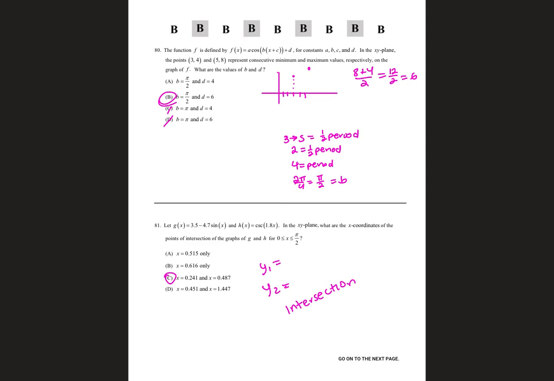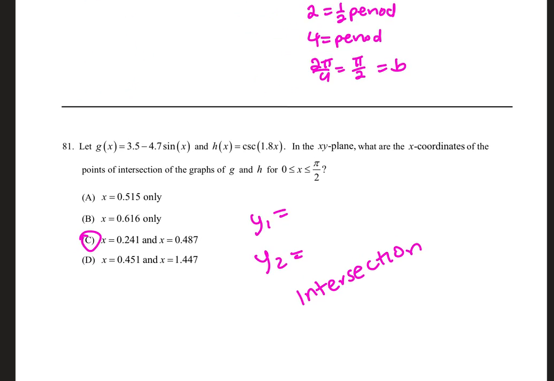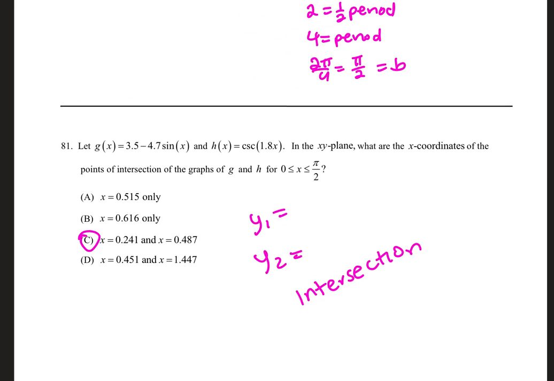81 gives you a sine and a cosecant, and it asks for the points of intersection. So I literally just typed this one in, and this one, that one's not hard to type in. The cosecant is 1 over sine, right? Because there's no cosecant button on your calculator. So you had to write that as 1 over sine of 1.8x. And then just look where they cross.